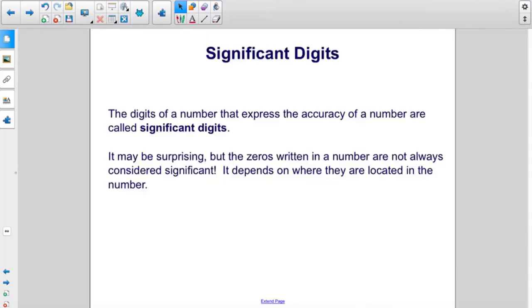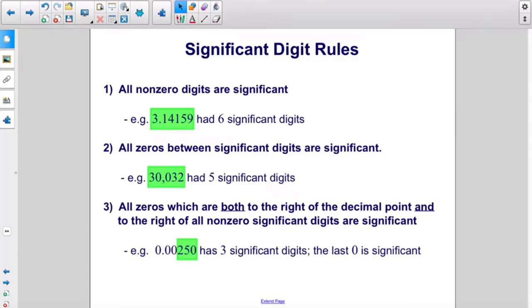Significant digits. The digits of a number that express the accuracy of a number are called significant digits. It may be surprising, but the zeros written in a number are not always considered significant. It depends on where they're located in the number. Here are the significant digit rules.